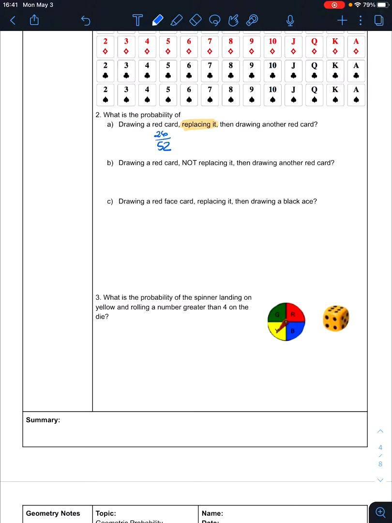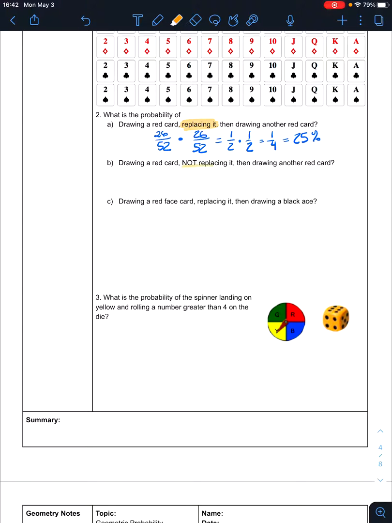Well, how many red cards are there? There are 26 red cards. How many cards are there? 52, because I put them all back. And I multiply them together. Well, 26 over 52, if you want to see it like this, maybe it won't look so ugly, 26 out of 52 is half and half. Well, 1/2 times 1/2 is 1/4, or a 25% chance of drawing a red and then a red.